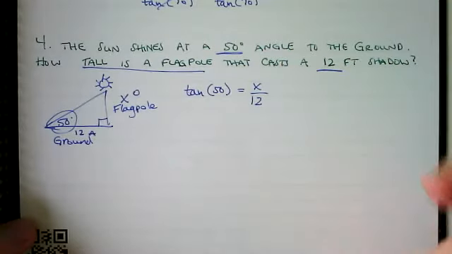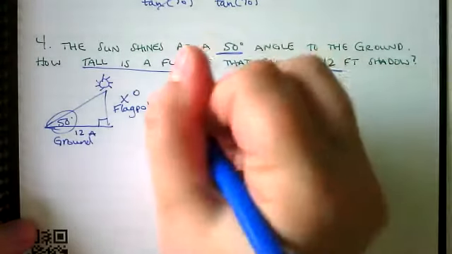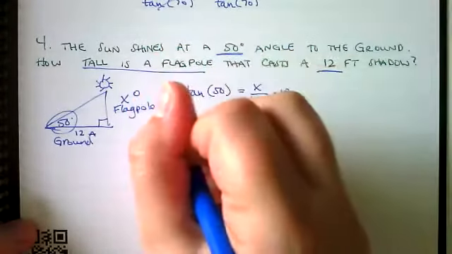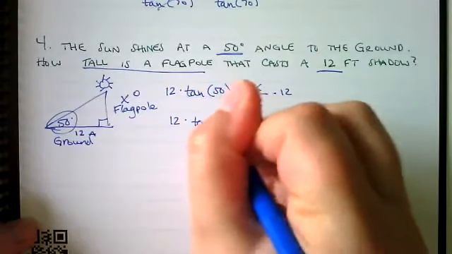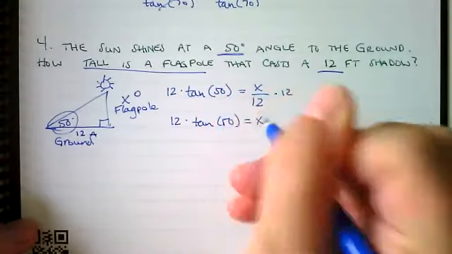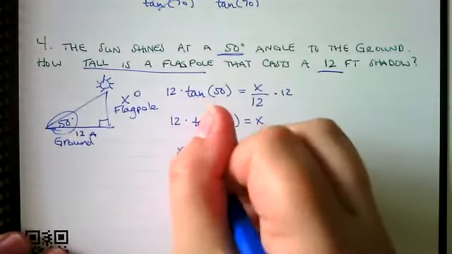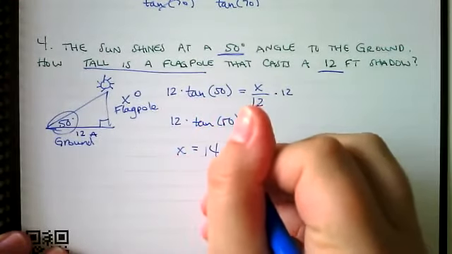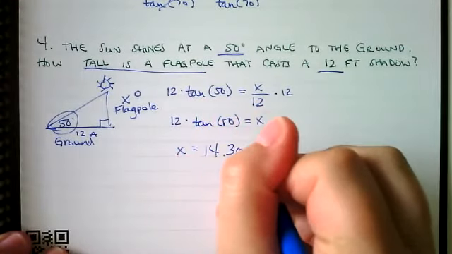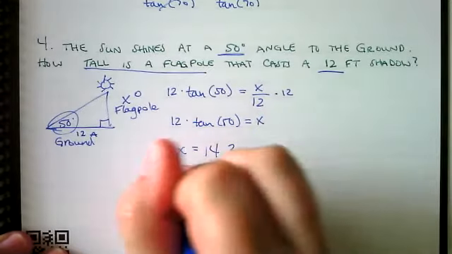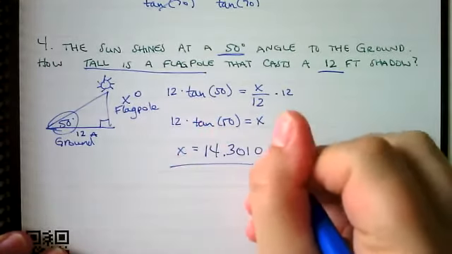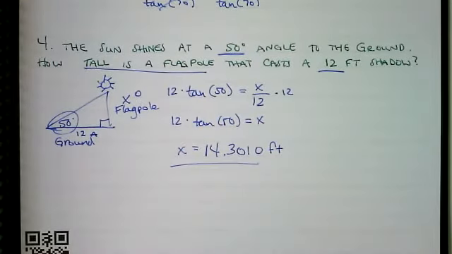So tangent of 50 equals opposite over adjacent. And then I'm just solving this. So I'm going to multiply both sides by 12. So I get 12 times the tangent of 50 equals x. I'm going to plug that into my calculator, remembering to close those parentheses. And I get 14.3010. And that's how tall the flagpole is, and we want to put our unit on there of feet.